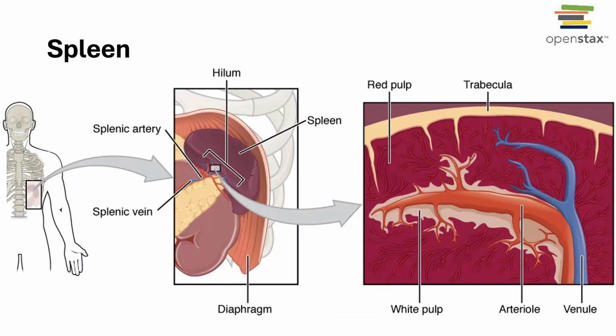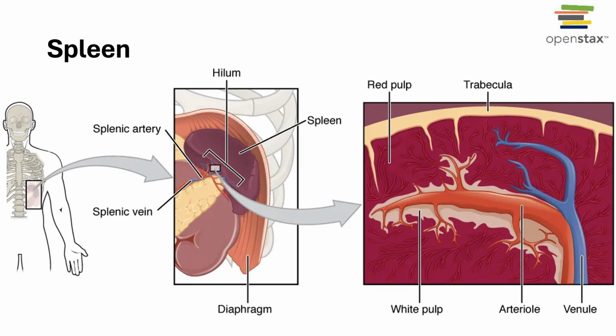The spleen is the largest lymphoid organ. It is in the left hypochondriac region, and its primary function is to filter blood. The spleen removes old red blood cells and pathogens. White pulp contains lymphocytes that respond to pathogens. Red pulp contains macrophages that remove worn-out erythrocytes.